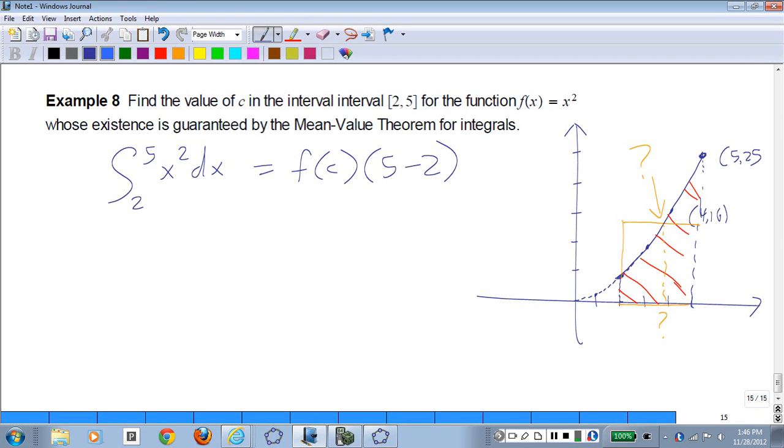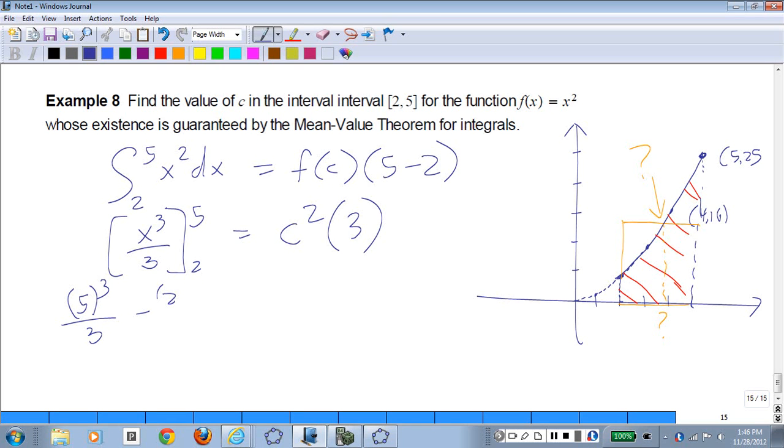Antiderivative of x squared, we've been there, we've done that. x cubed over 3. We're going to go from 2 to 5. f of c equals c squared. And we're going to multiply that by 3. So this is 5 cubed over 3 minus 2 cubed over 3 equals 3c squared.